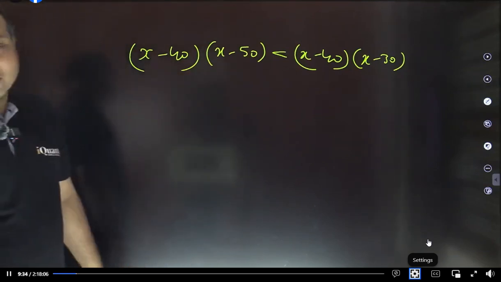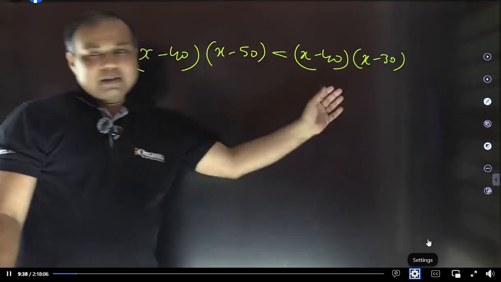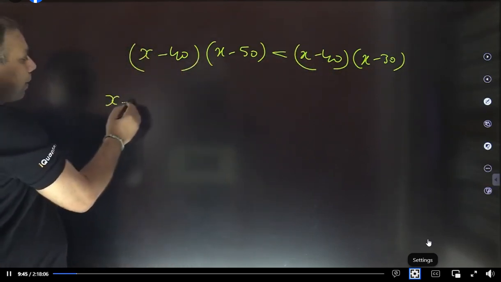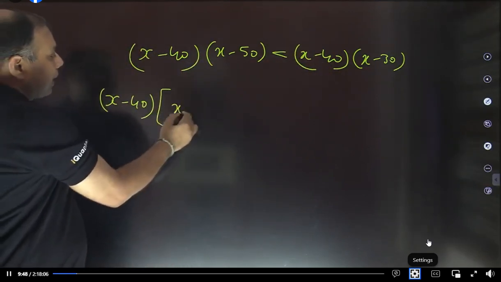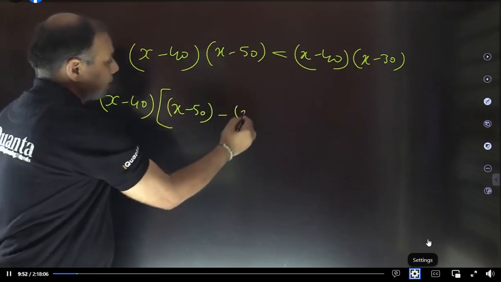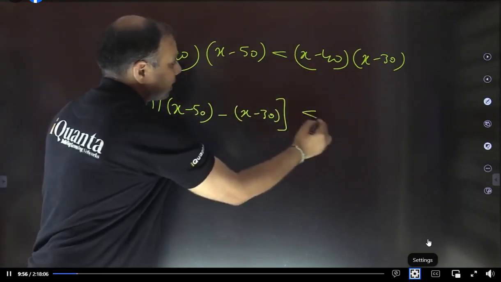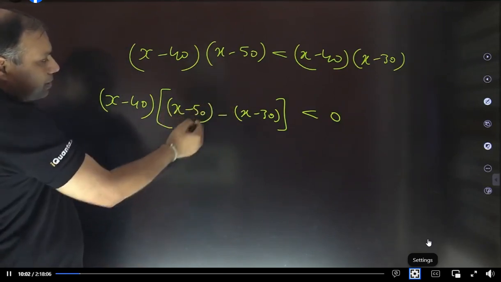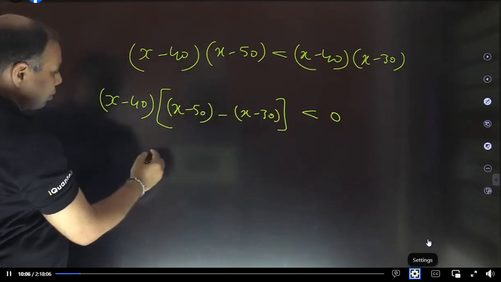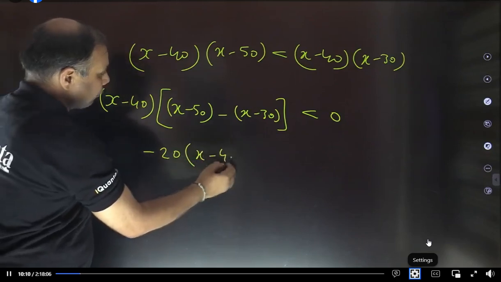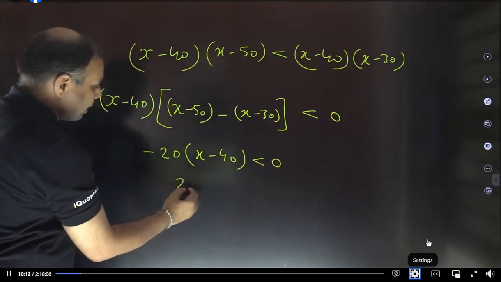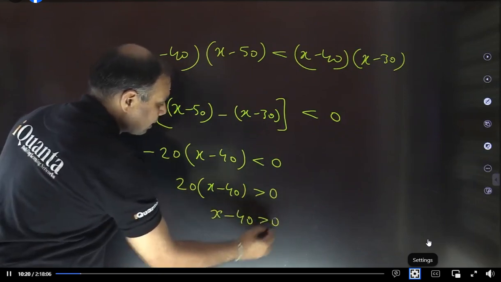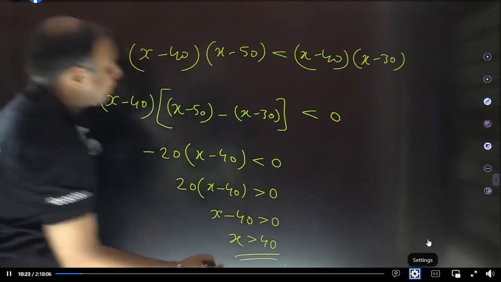So in this case, what we are supposed to do, we have to take one side to the other. Basically, one side should be made 0. Let's bring all this part to the left hand side and then take x minus 40 common. So it is (x minus 40) into ((x minus 50) minus (x minus 30)), and this becomes less than 0. Now that's the requirement. Simplifying this, x is cancelled, minus 50 plus 30 will make it minus 20. This is minus 20 into (x minus 40) should be less than 0, which means 20 times (x minus 40) should be greater than 0, or basically x minus 40 should be greater than 0, which means x should be greater than 40. So that's the answer.